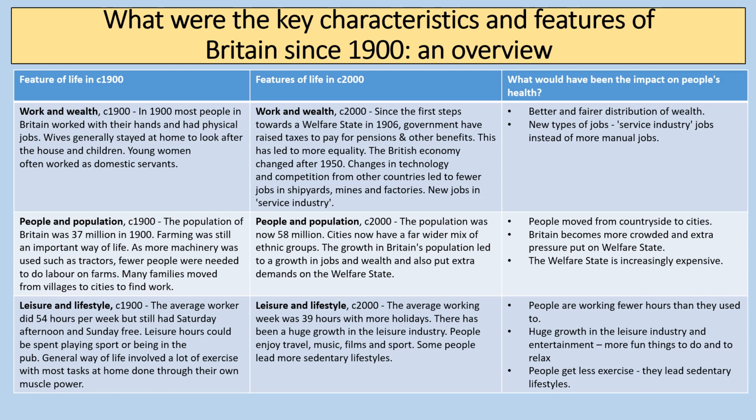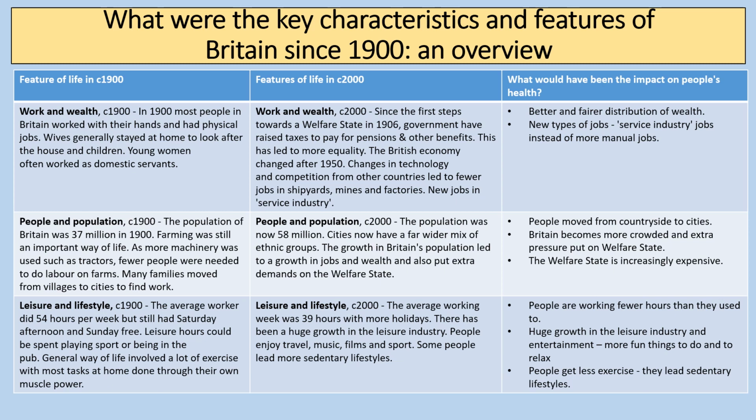The growth in Britain's population led to a growth in jobs and wealth, and also put extra demands on the welfare state. People have tended to move, therefore, from the countryside to the cities in the 20th century even more. Britain has become more crowded, which creates extra pressure on the welfare state, which is increasingly expensive.